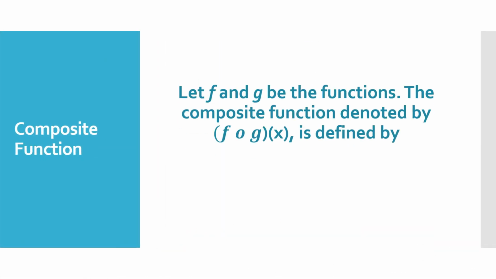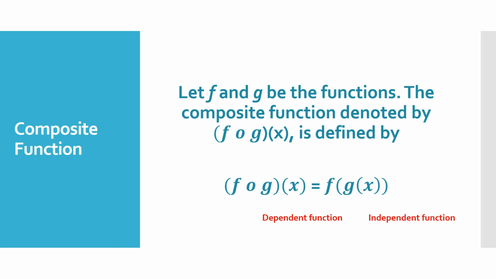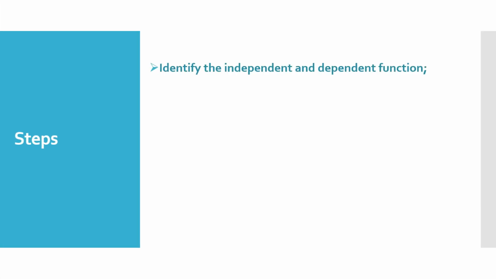And a composite function is defined by f composed of g of x equals f of g of x, wherein our dependent function is function f and our independent function is function g. And these are the steps in finding a composite function.